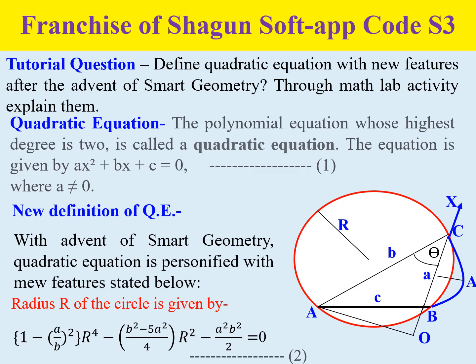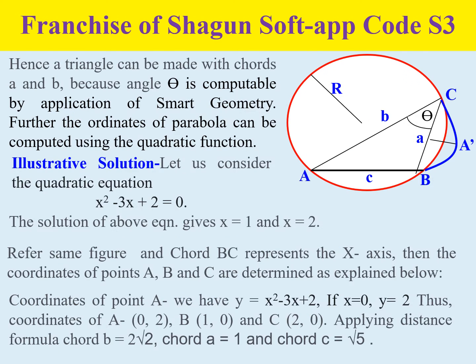Comparing the coefficients in the two equations, that is 1 and 2, it is concluded that equation 2 is a quadratic equation. Refer to the figure on the screen. It is apparent from the figure that a triangle can be made with chords a and b because angle theta is computable by application of smart geometry. Further, the ordinates of the parabola can be computed using the quadratic function.